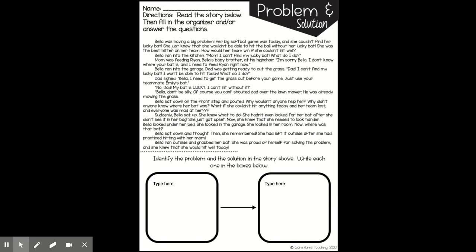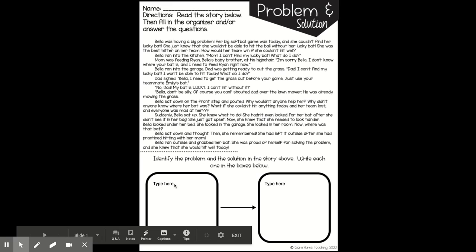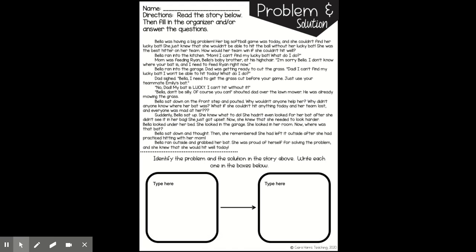Okay, so I can quickly identify the problem because it gives us clues that she has a big problem right from the start. And the problem was that she couldn't find her bat. So we would write down as one of the problems that she could not find her lucky bat.